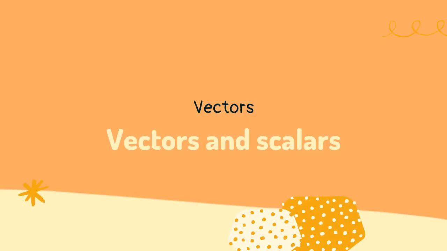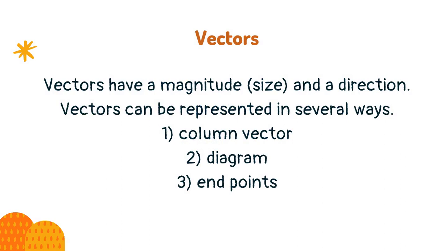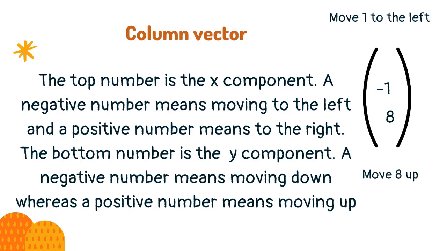Vectors and scalars. Vectors have a magnitude, size, and a direction. Vectors can be represented in several ways: column vector, diagram, endpoints. The top number is the x component. A negative number means moving to the left and a positive number means to the right. The bottom number is the y component. A negative number means moving down, whereas a positive number means moving up.